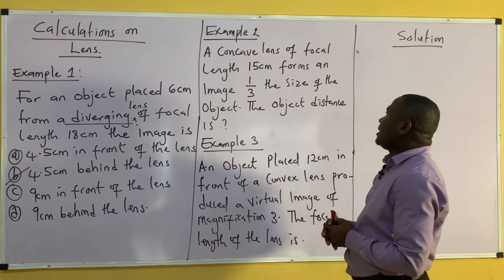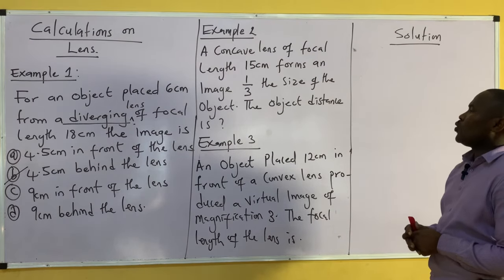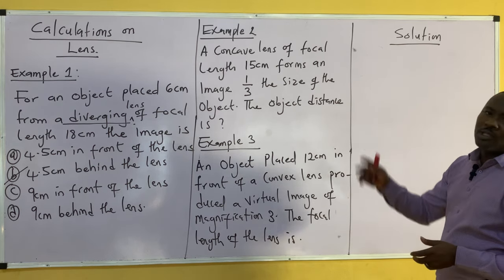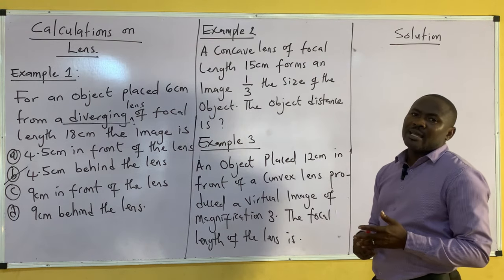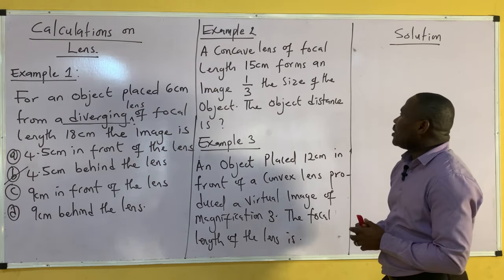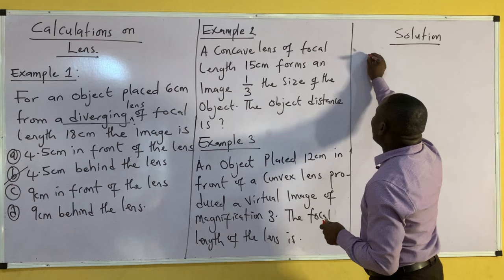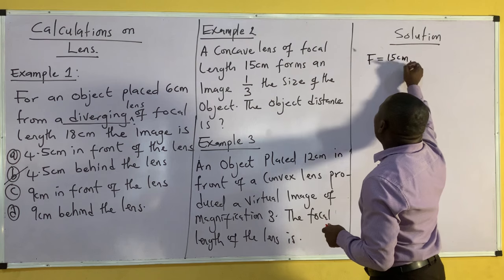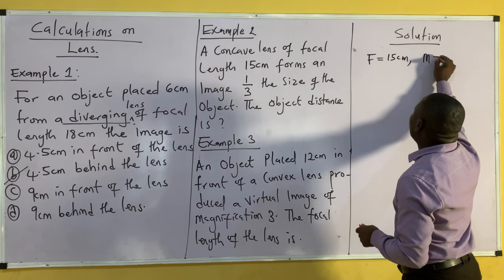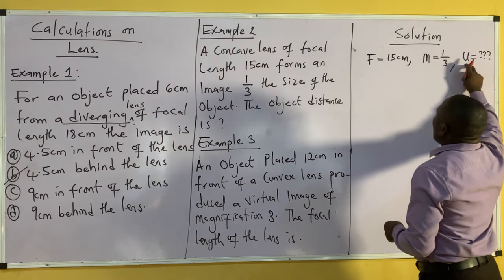Thank you. Now let's see example number 2. It says a concave lens of focal length 15 centimeter forms an image 1 over 3 the size of the object. The image is diminished. A diverging lens will give us a virtual, erect and diminished image. If you look at number 2, we have focal length equals 15 centimeter, and magnification equals 1 over 3. We are asked to look for our object distance.